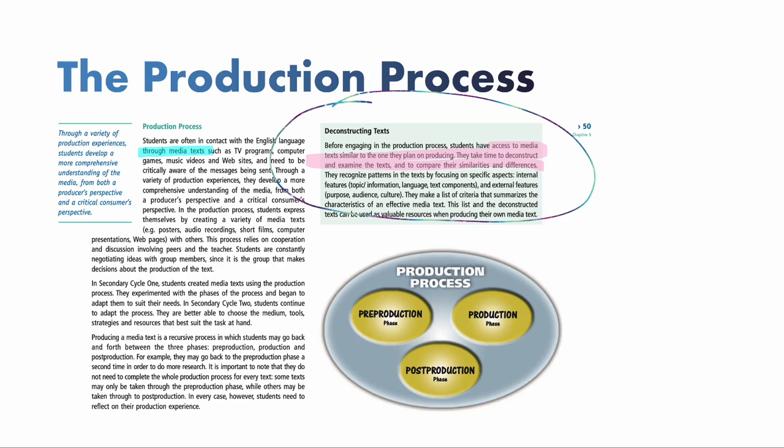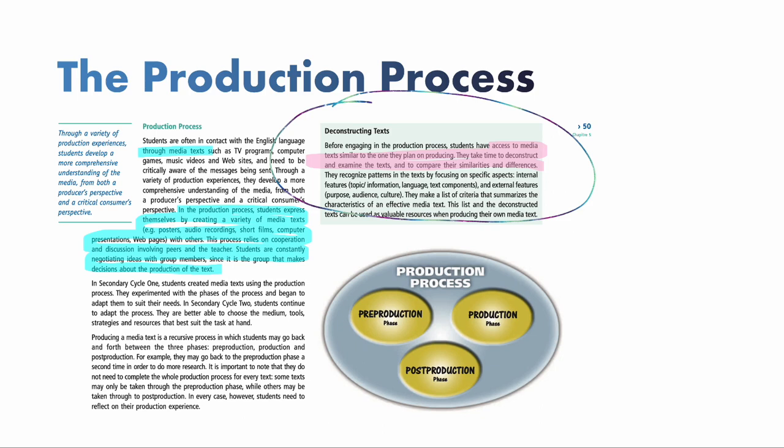Okay, so media text, and they've given you a whole bunch of examples here: TV programs, computer games, music videos, websites, all of these things. And this is where, again, C2, Competency 2 comes into play, and where the program really encourages you to do some media literacy activities with students, understanding and being able to read some of the media that they use on a daily basis. In the production process, students express themselves by creating a variety of media texts, posters, audio recordings, short films, computer presentations.